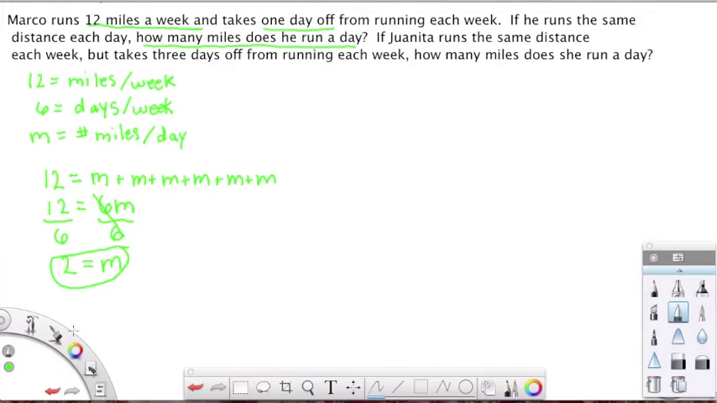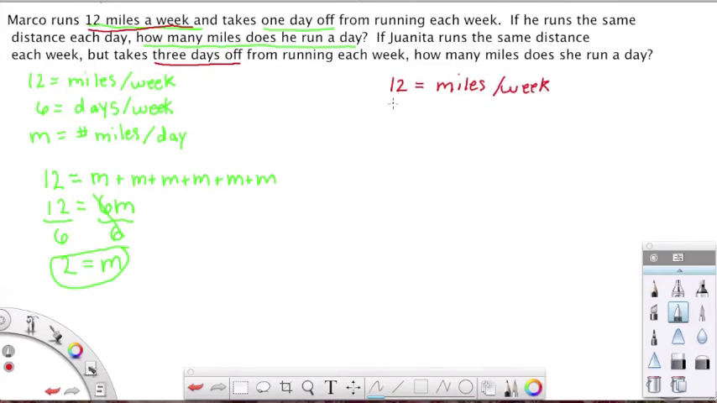Not bad. Now let's take a look at his sister, Juanita. Now it says Juanita runs the same distance each week. Okay, so we can go over here and underline this. Juanita is also running 12 miles each week. But she takes 3 days off. So she takes 3 days off from running each week. How many miles does she run a day? Well, we know how many miles she runs a week, the same distance as Marco, which is 12. So Juanita is running 12 miles per week.